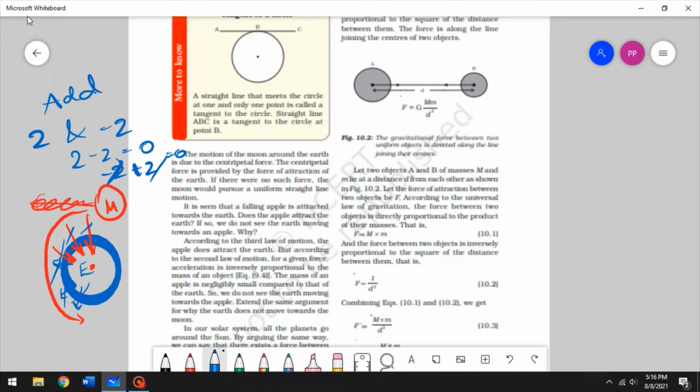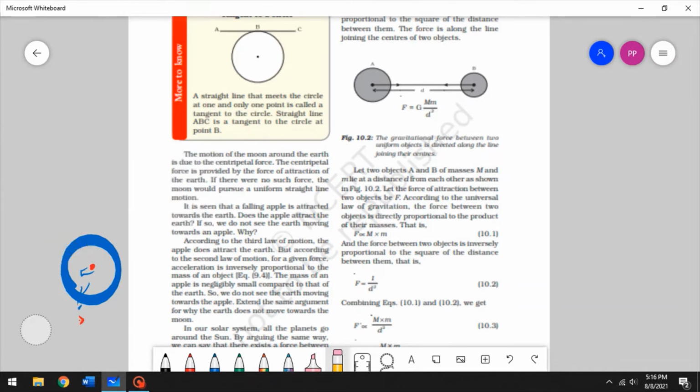Alright? So we do not see the earth moving towards the apple, but how come the earth is not seen moving towards the moon? Because the mass of the moon is relatively more than an apple, and it's also significant. If we're talking about celestial bodies, the mass of the moon is less than that of the earth, but it is significant. So how come the earth is not moving towards the moon?